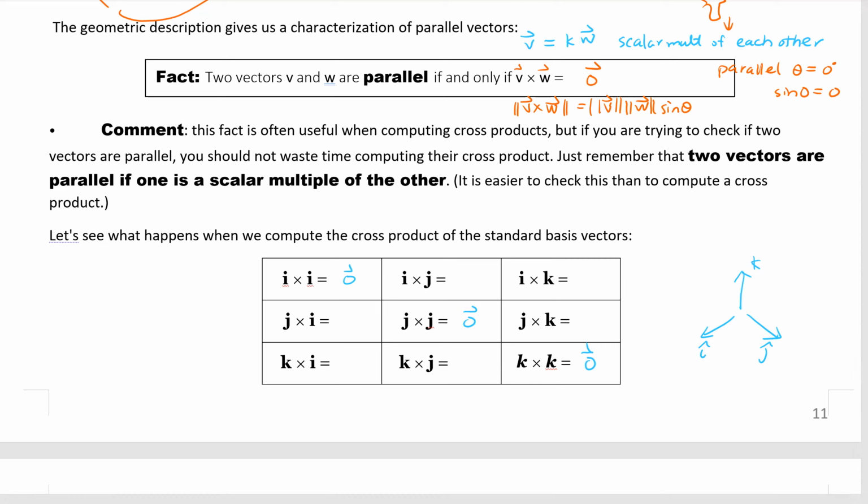And then what is j cross i? Let's look at this picture. Use your right hand. Everybody must use the right hand. Put your fingers curving from the vector i to j, and then your thumb goes in the k direction. So in this case, i cross j will give us k.